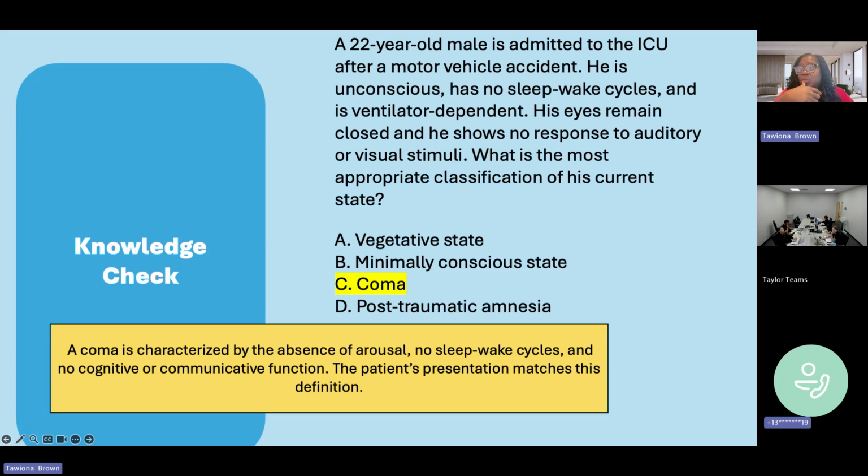Now, in module one, where we're talking about the physical therapy evaluation, that section talks about the differences between those different stages: the vegetative state, the minimally conscious state, coma, and post traumatic amnesia. Make sure that you understand those terms, please. Okay.